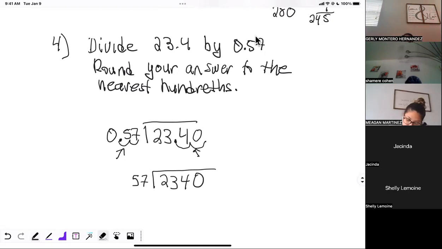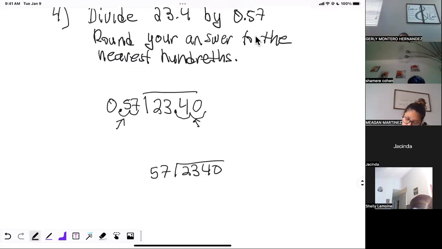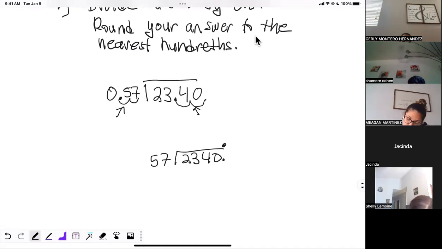I'm actually going to erase it and move it down a little bit. Got too close. 57, 2340. There we go. Now my decimal is here, so whatever I add after that is going to be my decimal. But right now, that's what I have. Okay, so now how many 57s go into 234?